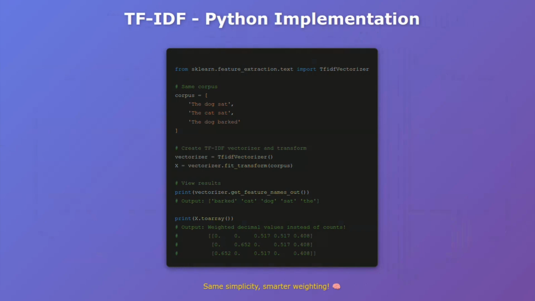The output looks similar, same vocabulary, but notice the values. Instead of simple counts like 0, 1, 2, we get weighted decimal values. These weights reflect how important and distinctive each word is. And that's why we love scikit-learn. Complex algorithms become simple one-liners.